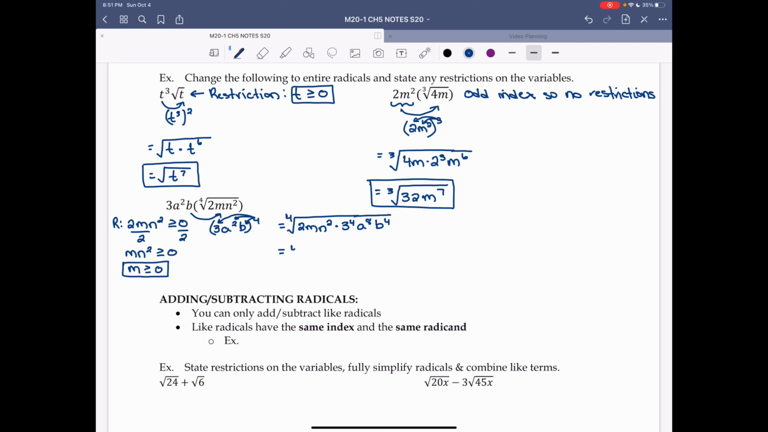Let's simplify. Fourth root of 2m n to the 2. 3 to the power of 4 is 81. A to the power of 8, b to the power of 4. And then multiply our numeric coefficients together. We get the fourth root of 81 times 2 is 162. And then I'm just going to put my variables alphabetically. You don't have to. A to the 8, b to the 4, m n to the 2. Our numeric coefficient should go at the beginning, but the order of the variables doesn't really matter.